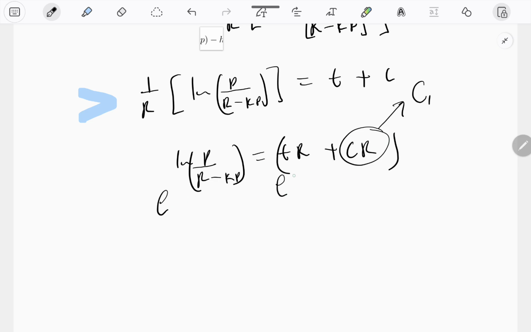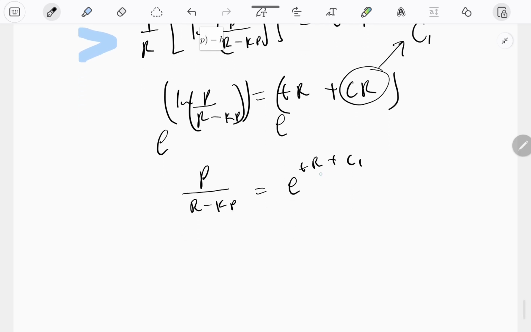Then we can E everything, base E everything. This will cancel, then we'll have P over R minus KP, and this side will have E to the TR plus CR. Let me just call it C1, we said. Because of laws of exponents, we can just accept that this thing was like E to the C1. That's why if we add it becomes on top, but this thing is also a constant, become C2. So we can just cancel it out and write C2 here.